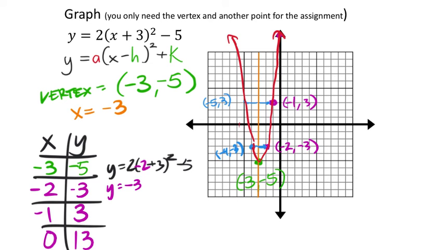Now, again, on the assignment, if you start with the vertex, you put this point on there. I have 4 other points to choose from this graph. As long as you put one of those other points on there, the assignment will graph the rest for you. But when doing it by hand, you're going to have to, well, do it by hand, so you need more than 2 points.